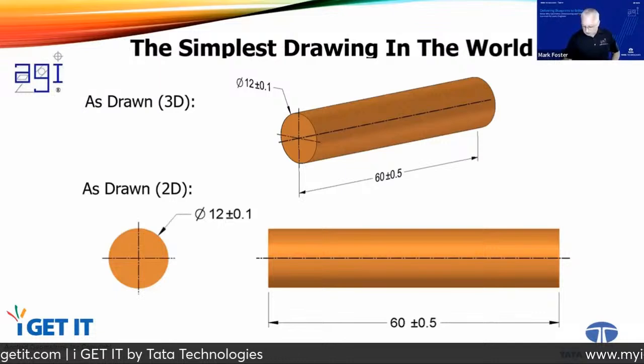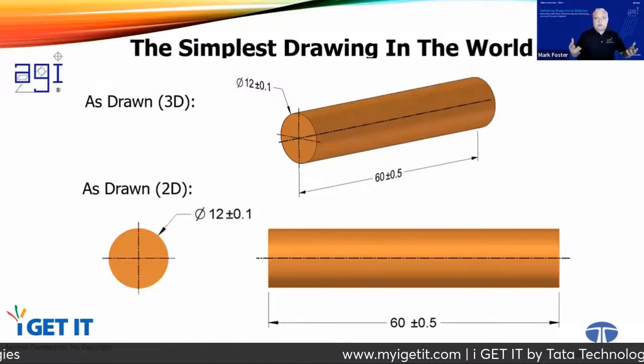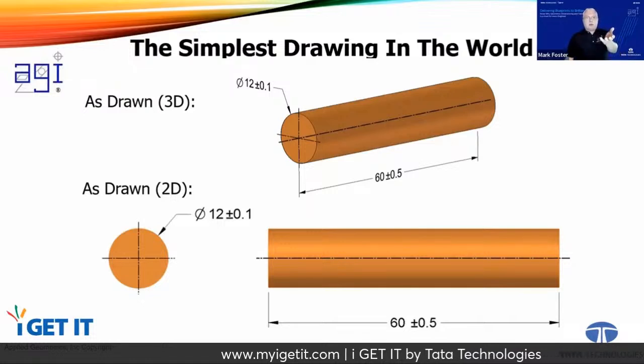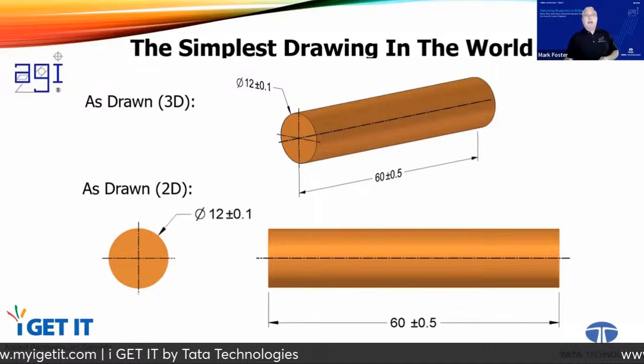And the part comes in and it doesn't fit. It doesn't fit where it was supposed to fit. And that was what GD&T was supposed to be all about. You say, well, I measured it everywhere, and it measured 12 plus or minus 0.1. It was somewhere between 11.9 and 12.1 everywhere I measured it.